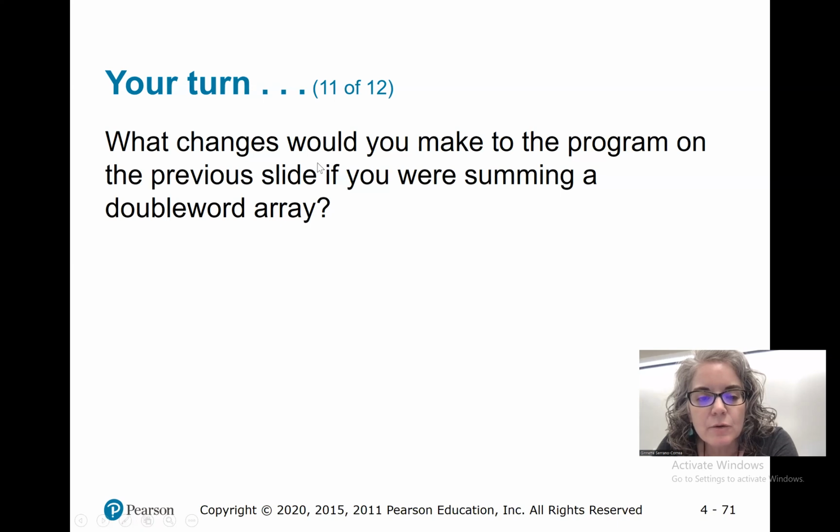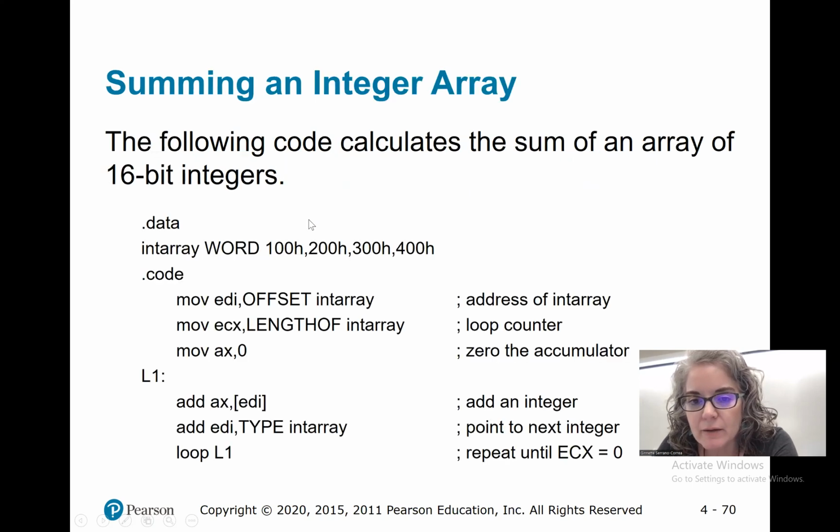So here's asking you, if you were gonna sum a double word array, what changes would you make? So let's go back and look at that. If this was a double word array right here, we don't have to change anything with the offset. This is fine. The length of the array, we don't have to worry about that. But we would have to make this register our accumulator. We would have to make it EAX register because we're now going to be getting a double word size.